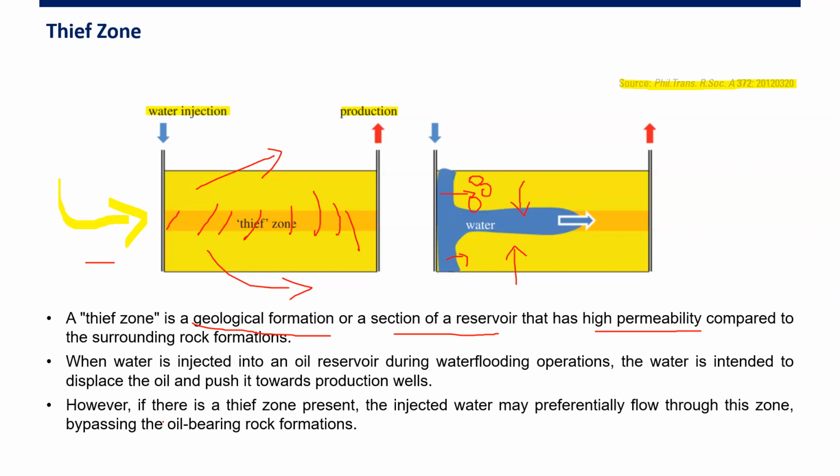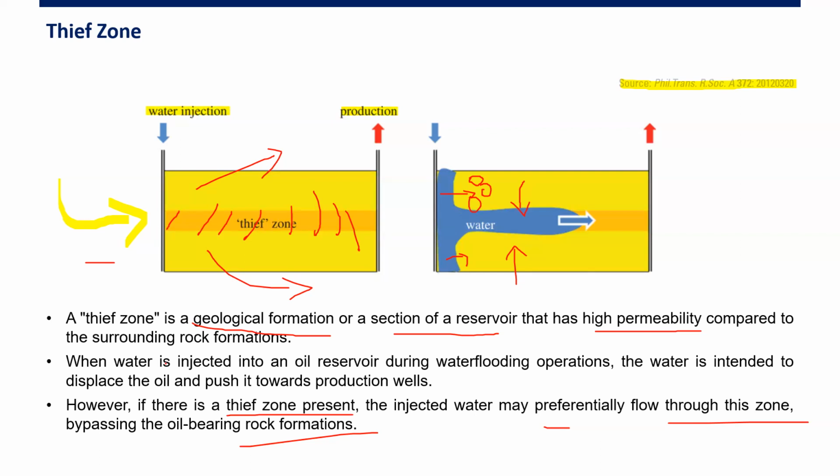As you inject the water, you expect the water to push, to sweep, to displace the oil towards the producer. However, if there is a thief zone, the injected water may preferentially flow through this zone, bypassing the oil-bearing rock formations. That's a problem. The water will prefer to flow through this thief zone because this is the pathway with the least resistance for the water to flow.